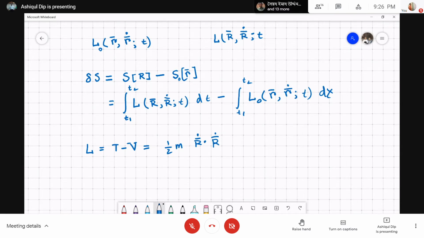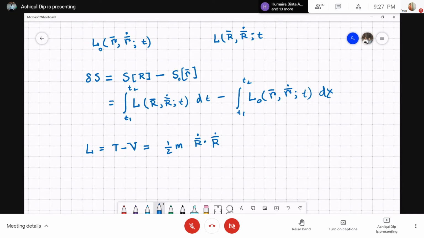Okay. So the better question would be, how do you define your action? Our action is defined to be the integral of T minus V dt. We are just calling T minus V the Lagrangian. That's all. But that depends on the very definition of S itself here.